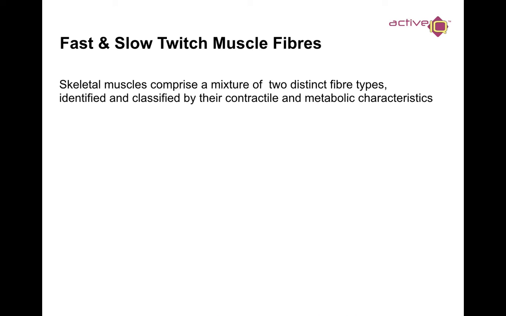Alright, moving on to the fast and slow twitch muscle fibers. Skeletal muscle comprises a mixture of 2 distinct fiber types, identified and classified by their contractile and metabolic characteristics. Don't get scared by those terms, we're going to explain them now. The different types of muscle fiber are slow twitch, otherwise known as type 1, and fast twitch, otherwise known as type 2A or B.